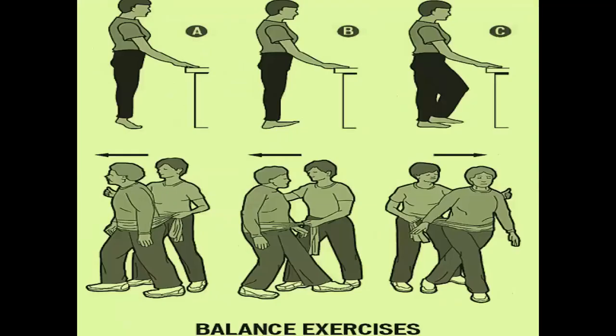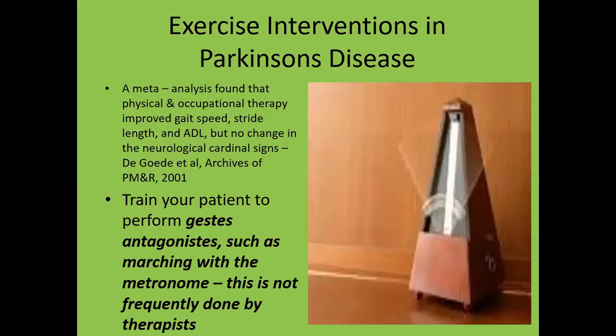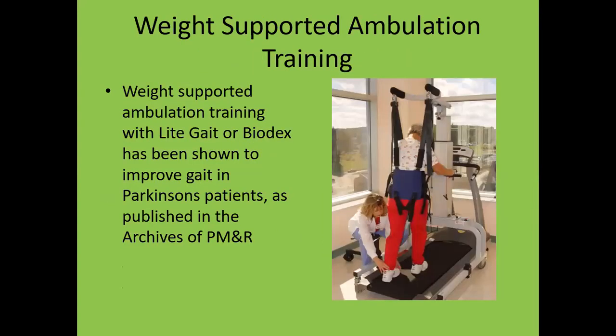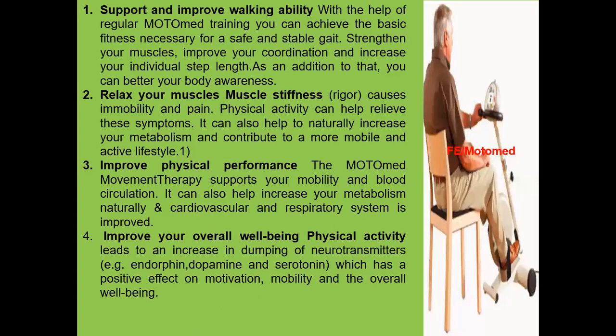Now another innovative exercise equipment is called the metronome. It is used in occupational therapy and physiotherapy. This equipment is recently advanced, and it was identified in 2001. It was published in the Physical Medicine and Rehabilitation Journal. This metronome will help to improve the quality and overall health and well-being of Parkinson patients. As we already discussed, it is supported with gait training.